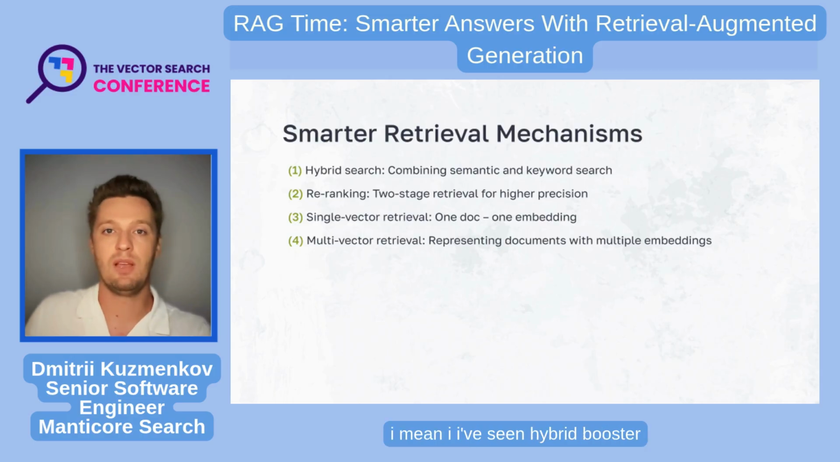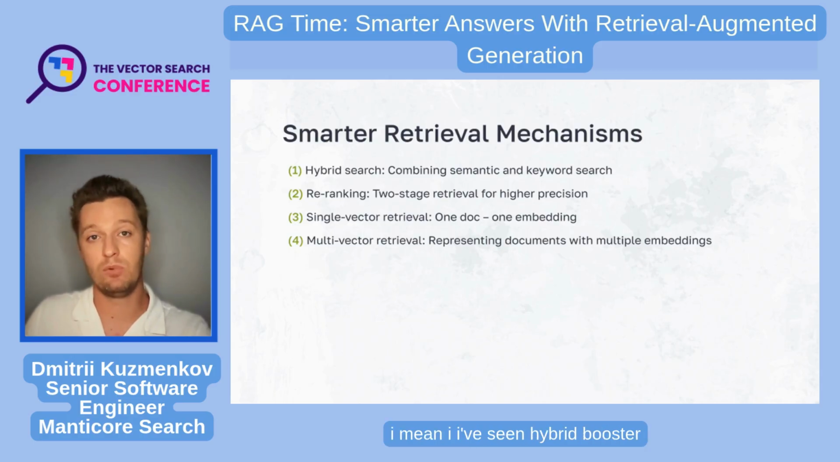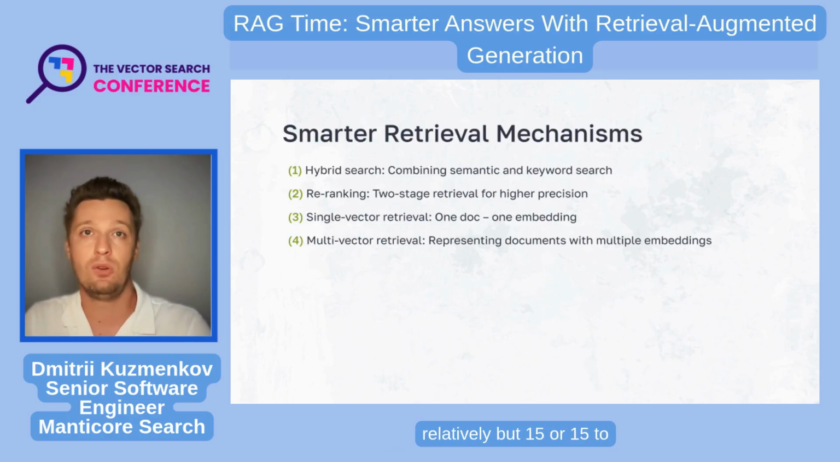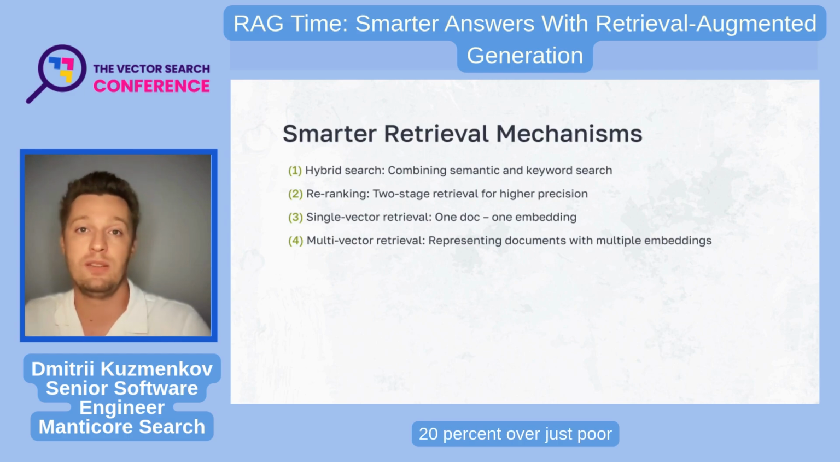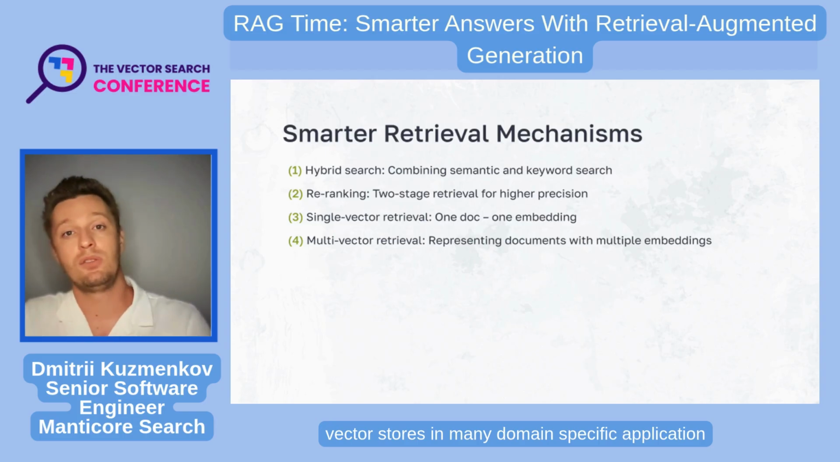In practice, I've seen hybrid boost reliability by 15 or 20% over just pure vector search in many domain-specific applications.